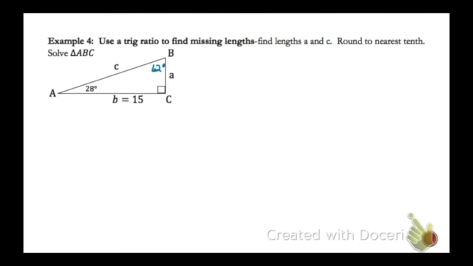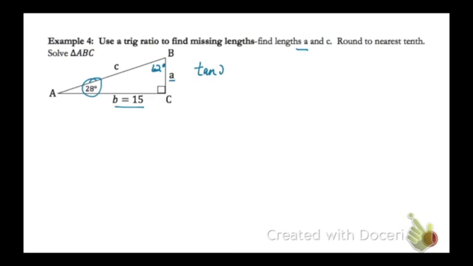We're going to use a trig ratio to find the missing length. So first we're going to find the length for A. So I look at what I know and what I want to know. I want to know side length A, and I know this side length of 15. I know this angle, 28 degrees. So I have this angle, I want to know the side that is opposite, and I know the side that is adjacent. So I think about SOHCAHTOA, and the trig ratio that matches is tangent.